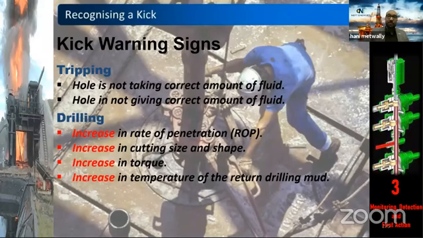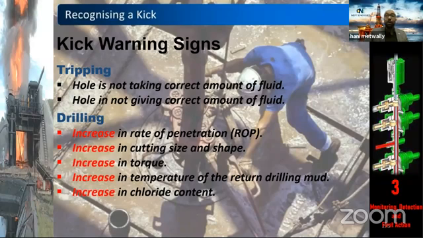Also, we have a temperature sensor on the flow line. We monitor the temperature of our return. So once you have an increase in the temperature, it will be a warning sign of kick, because with abnormal formation pressure, we have high temperature on the bottom. So if the temperature on the bottom increases, you will have an indication at surface, and in this case, it will be a warning sign.